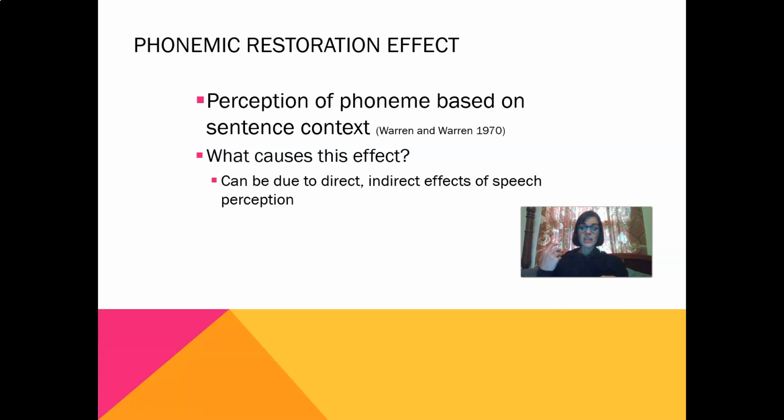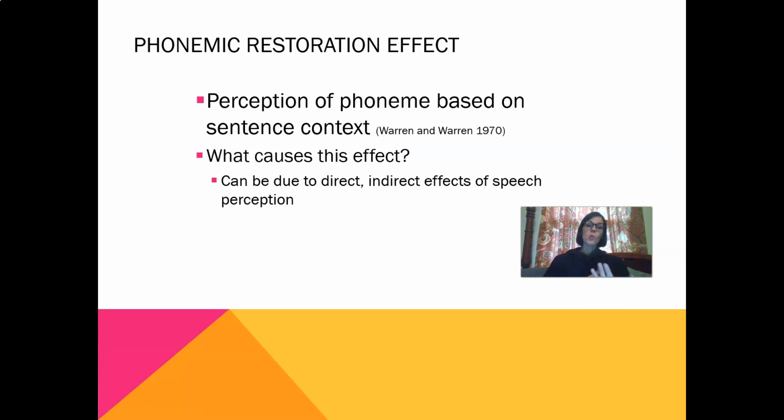So the perception of an ambiguous phoneme ends up being based on the sentence context. For example, if I give you a sentence like "the *eel was on the axle," you're going to interpret that cough as a W. On the other hand, if I say "the *eel was on the orange," you're going to assume that that cough was a P sound. So the peel was on the orange, the wheel was on the axle.